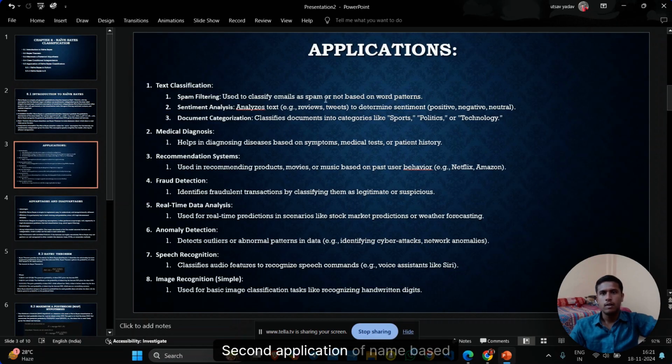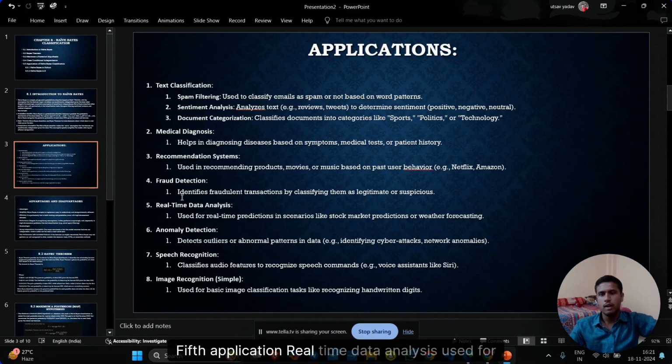The second application of Naïve Bayes classification is medical diagnosis. It helps in diagnosing disease based on symptoms, medical tests, or patient history. Third application, recommendation systems, used in recommending products, movies, or music based on past user behavior. Example, Netflix, Amazon. Fourth application is fraud detection. It identifies fraudulent transactions by classifying them as legitimate or suspicious.